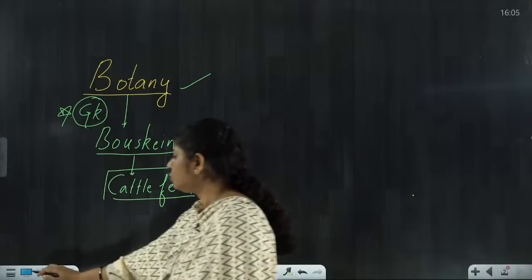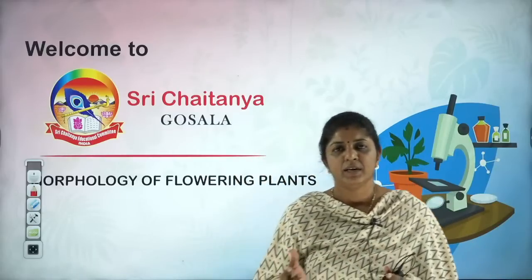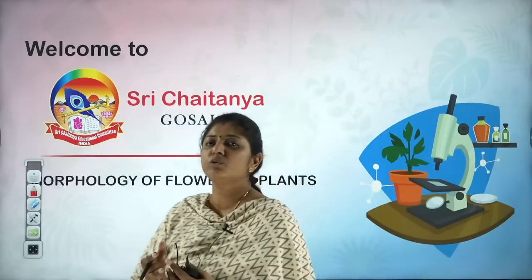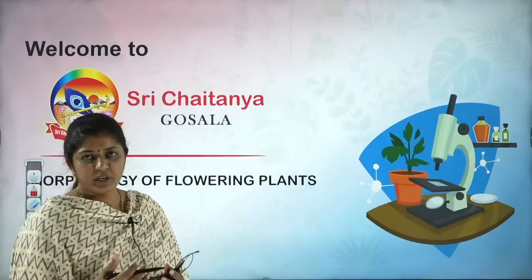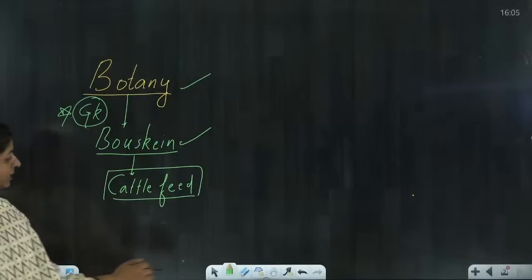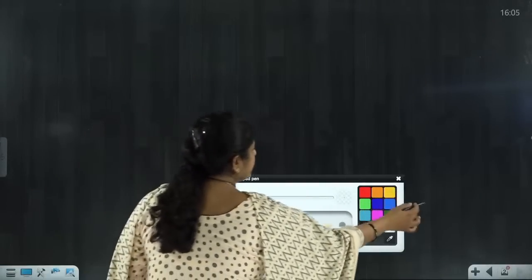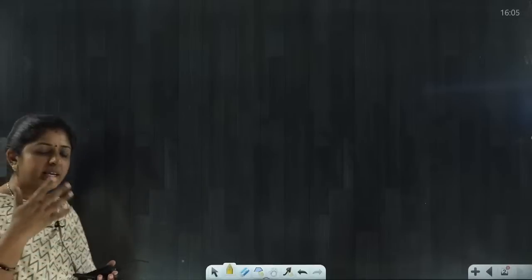Then today's topic is based on the morphology of flowering plants. This is a basic concept which we have to start with when we are dealing with botany. So what we have to discuss in this chapter, let's analyze all the things, like terminology. Gradually, this is one tip I am giving you: you have to split the term and get the meaning.